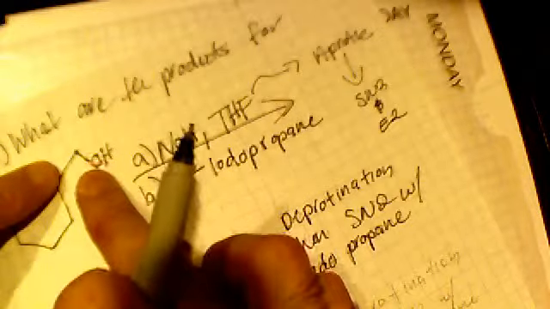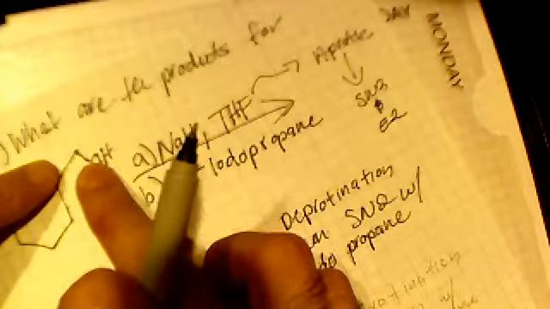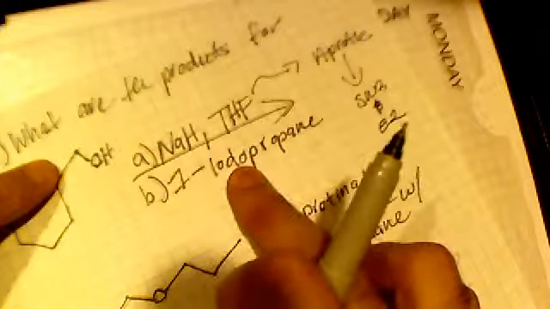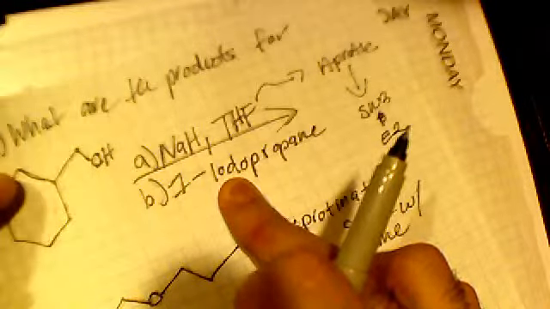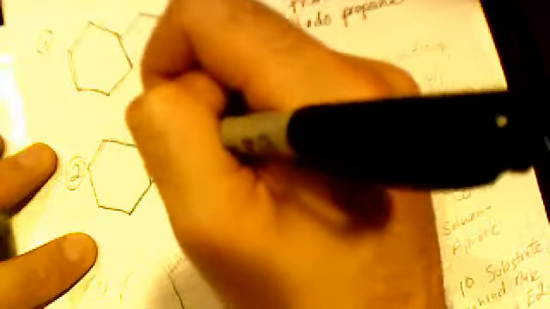Then Sn2 reaction with iodopropane, right? Then the H would come off. This would be a negative oxygen molecule, and it could come in and Sn2 react with the iodopropane, the first degree, the primary substrate. So that seems feasible, this option.